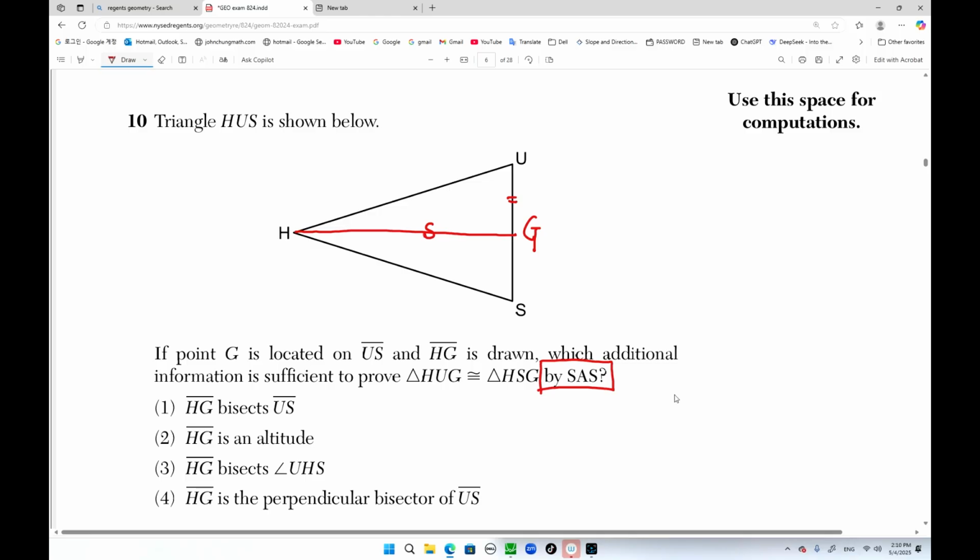These two sides are equal. There is another side. But we need one more angle, side angle side. Okay, they are perpendicular, right? So if HG is a perpendicular bisector of US, yeah, exactly, we got what? Side angle side. Side angle side, okay?